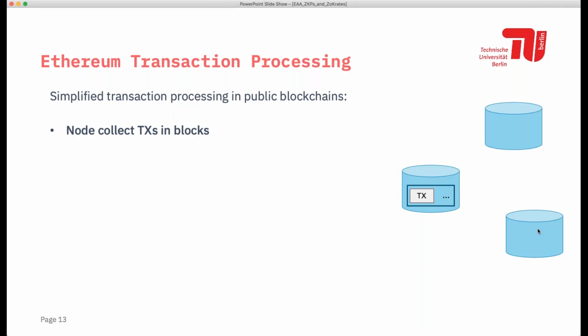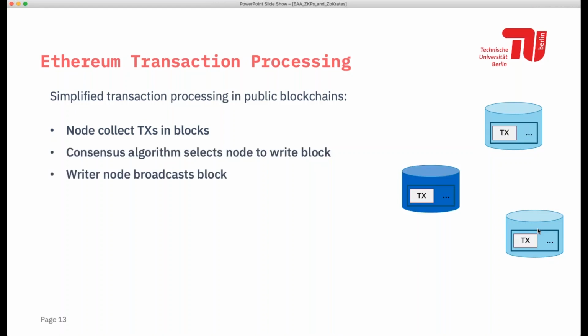block, and the block is basically simply a means of batching things together so that agreeing on the order of transactions in the network can happen on a per block basis and does not have to happen on a per transaction basis. And then we use a consensus algorithm that can be proof of work, proof of stake, other things, delegated proof of stake, doesn't really matter at that point. We use a consensus algorithm to select a node that is allowed to write a block. And then that node sends that block to other nodes in the network.